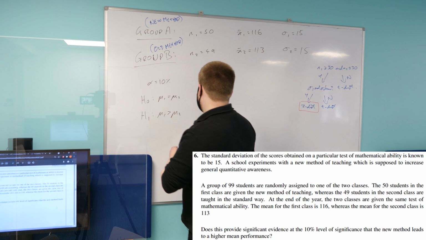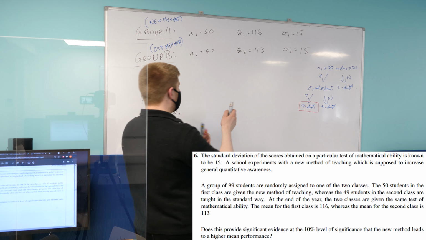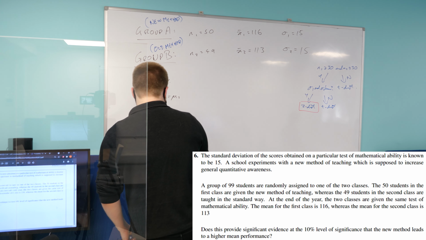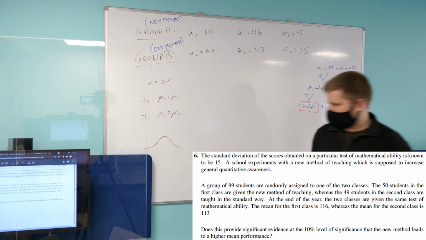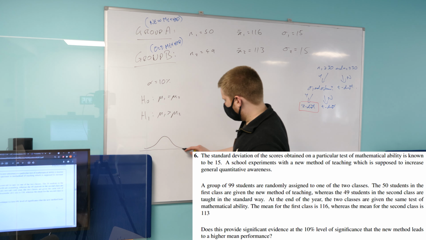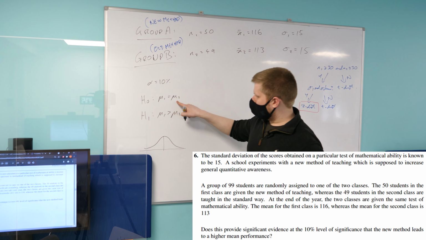Okay, let me draw. I'm running out of space a little bit. Let me draw it here, I think is probably the best and most sensible place to put it. So here we go. There's my normal distribution curve. It just needs to be a shape that looks roughly like the normal distribution. At the moment, I'm saying there's no difference between them.